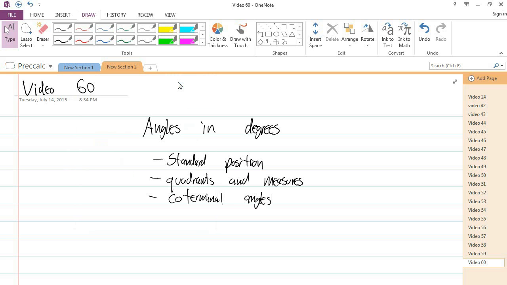This is Mr. Cozy, and we are talking about angles in degrees. We will look at putting an angle into standard position, talking about angle quadrants and their measures, and then talking about coterminal angles. So let's get started.